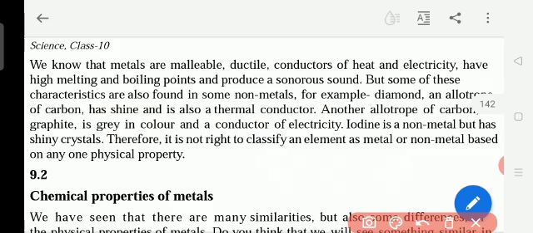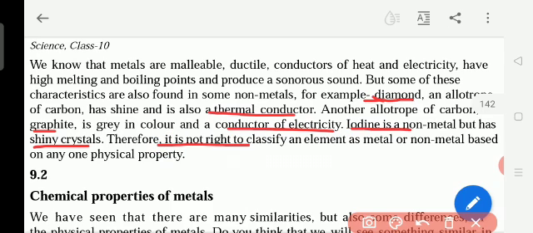But here we see diamond, an allotrope of carbon. Another one is diamond, it can be a thermal conductor. Another allotrope of carbon, graphite, can be used as a conductor of electricity. Iodine is a non-metal but has shiny crystals. Iodine means salt, na? Salt is a non-metal, but when we see the salt, it has shiny crystals.